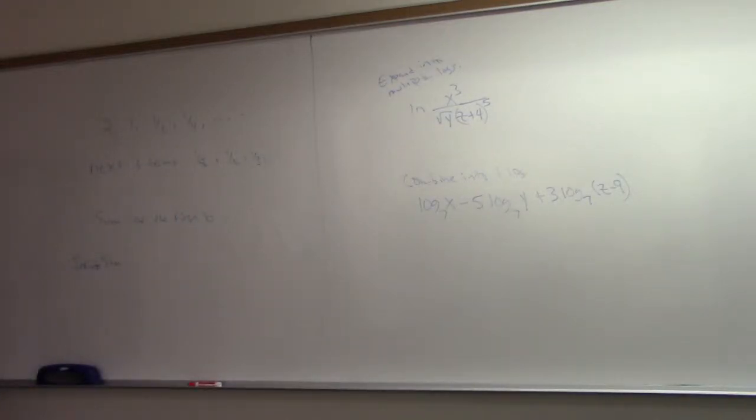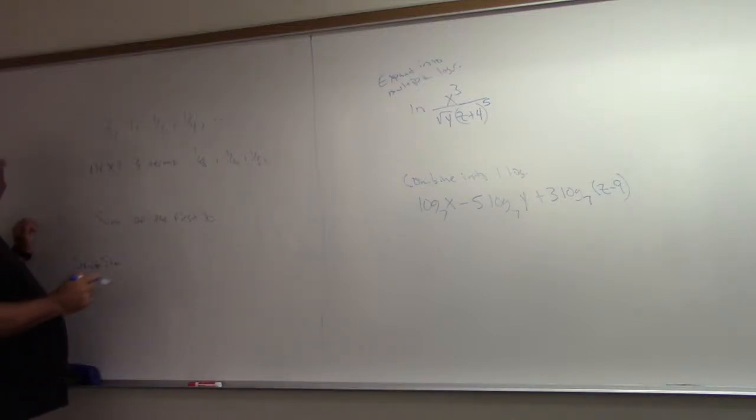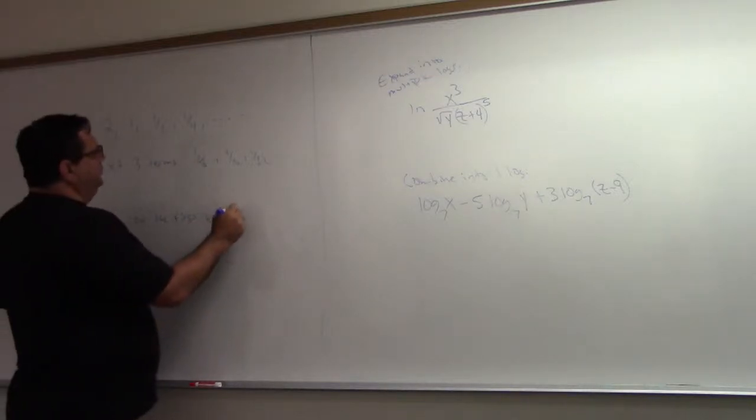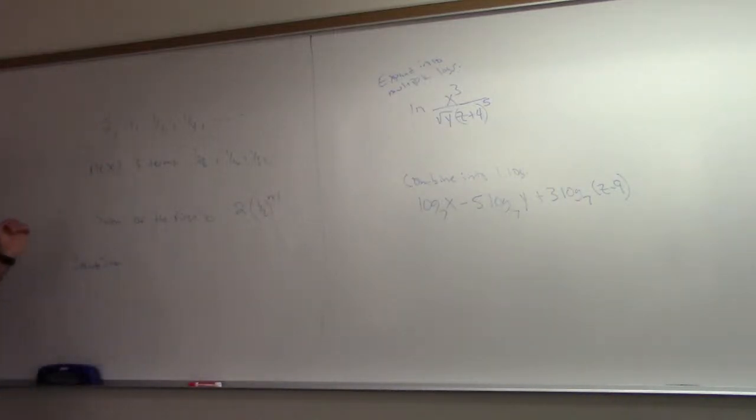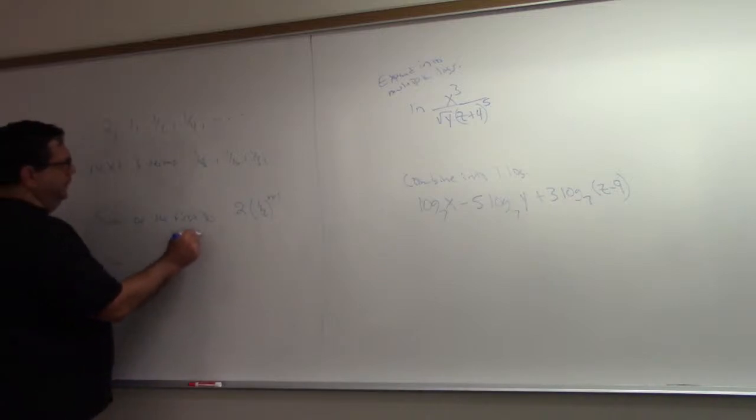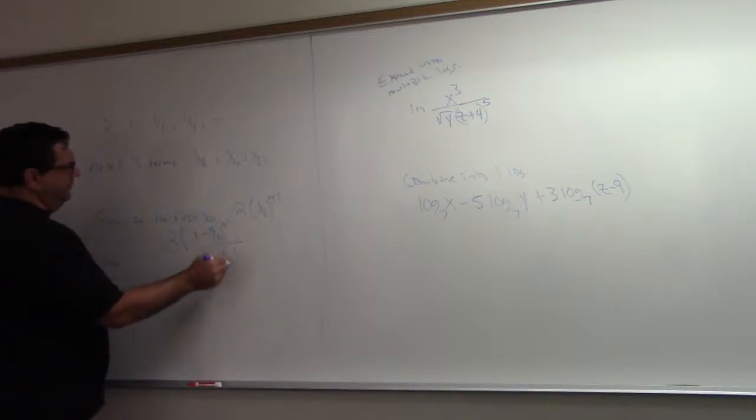Sum of the first 10: 1,026 over 256, if you want a fraction. Okay. So it's 2 times 1/2 to the n minus 1, yes? That's the general term. So the sum is 2 times 1 minus 1/2 to the 10th over 1 minus 1/2.